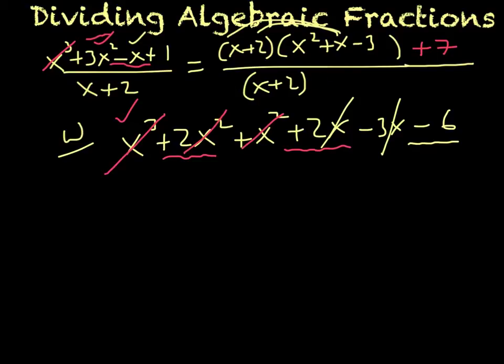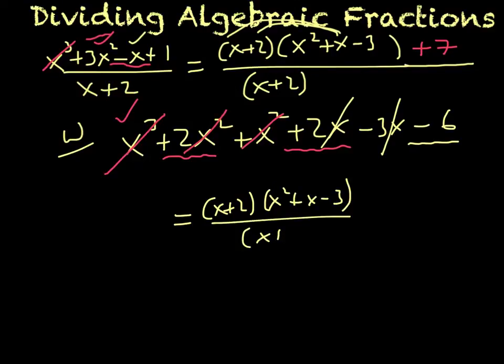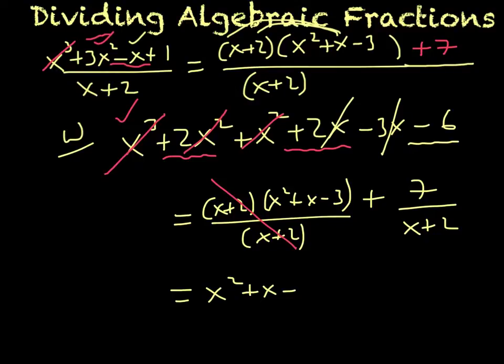Now why is this method so nice? It's because now you can see this is the same as x plus 2, x squared plus x minus 3 over x plus 2, plus, if I split up that top, 7 over x plus 2. Notice here, this cancels down, that's gone, and we are left with our C2, if we were to integrate this, looking integral plus this thing, which would be easily integrable, it would be in the form of ln.